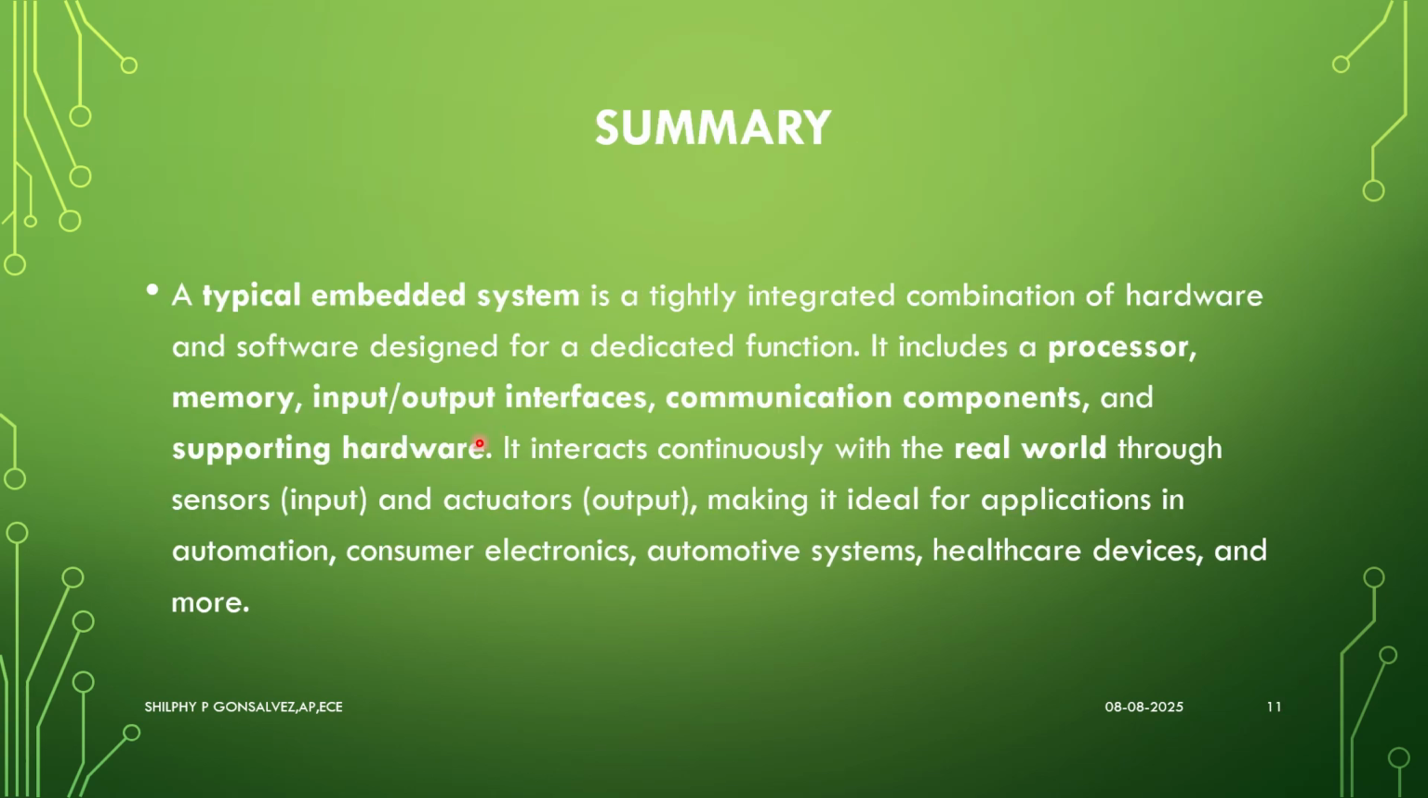So in short, we can say a typical embedded system is a tightly integrated combination of hardware as well as software, which is designed for a dedicated function. It includes a processor, memory, I/O interface, communication components, and supporting hardware. Also, it interacts continuously with the real world through sensors and actuators, making it ideal for applications such as automation, consumer electronics, automobile systems, healthcare devices, and more.